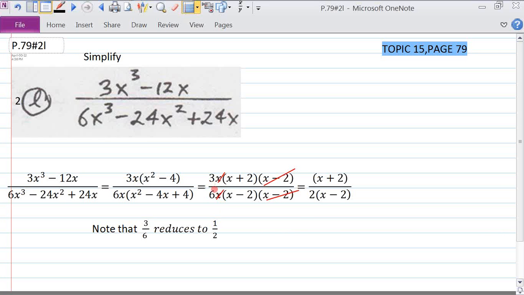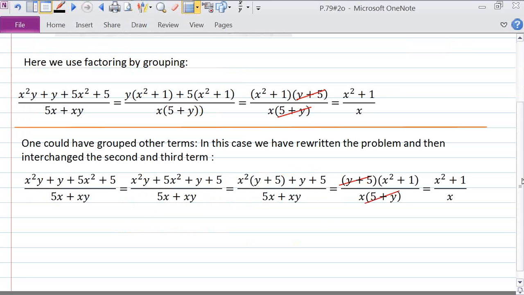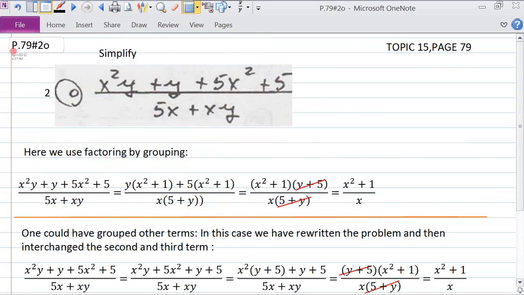Or you can just say 3 into 6 gives me 2 and just put the 2 down there. So here, in this case, we're going to factor by grouping. So we're going to take these first two terms, and then we're going to take these two terms. So this is just this rewritten. I've just rewritten this. So let's see, out of these two terms, what is the common term?